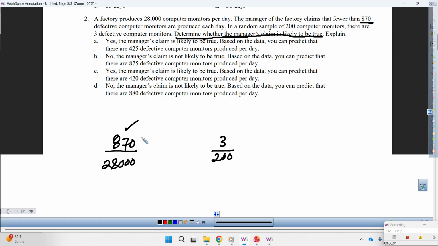So how can we tell whether he is right in regards to something like that? Fewer than 870 will be defective if you only got a sample of this. Well, set that as a proportion. So out of 200, there's how many defective that he found according to the sample that he got? 3. But in a day, how many monitors are produced?